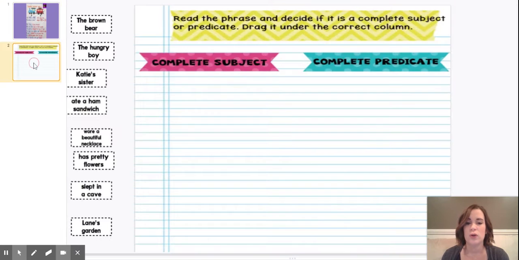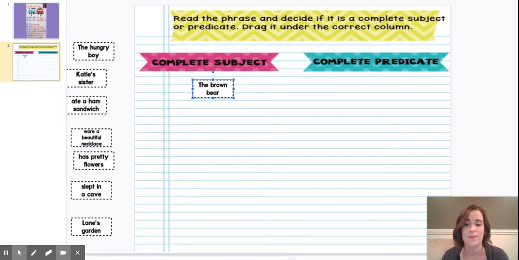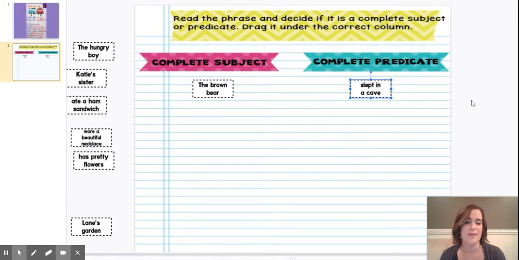So now let's do some sorting. We're going to read the phrase and decide if it is a complete subject or predicate and drag it under the correct column. So the first one is the brown bear. Is that a complete subject or a complete predicate? It is a complete subject. It is talking about the who of the sentence. So let's find the complete predicate that would match it. Slept in a cave. The brown bear slept in a cave. Now we have a complete sentence.